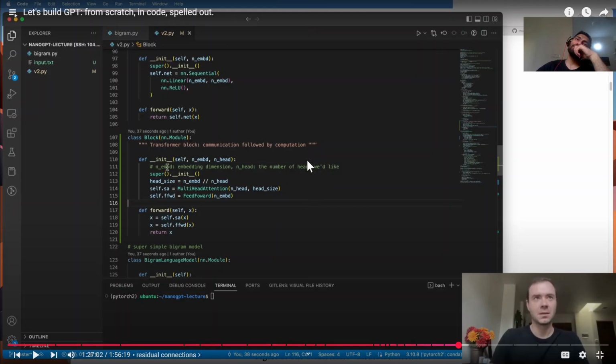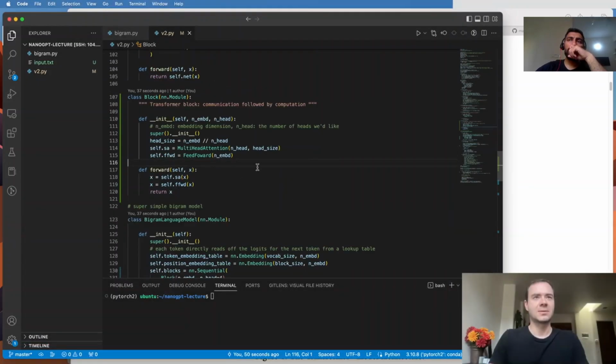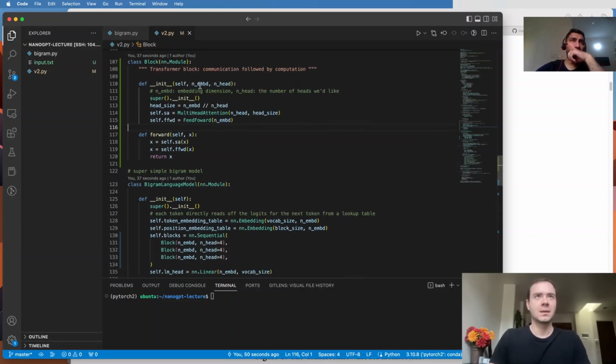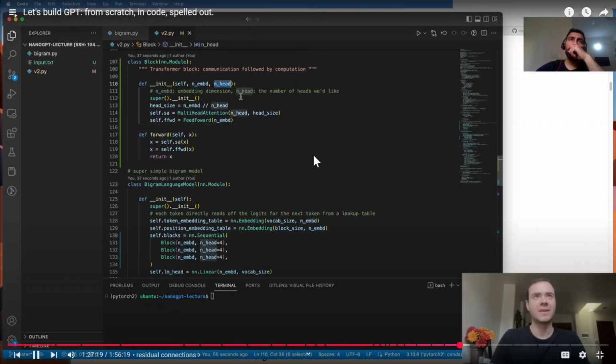The communication is done using multi-headed self-attention, and then the computation is done using a feed-forward network on all the tokens independently. Now, what I've added here also is, you'll notice, this takes the number of embeddings in the embedding dimension and the number of heads that we would like, which is kind of like group size in group convolution. And I'm saying that the number of heads we'd like is 4.